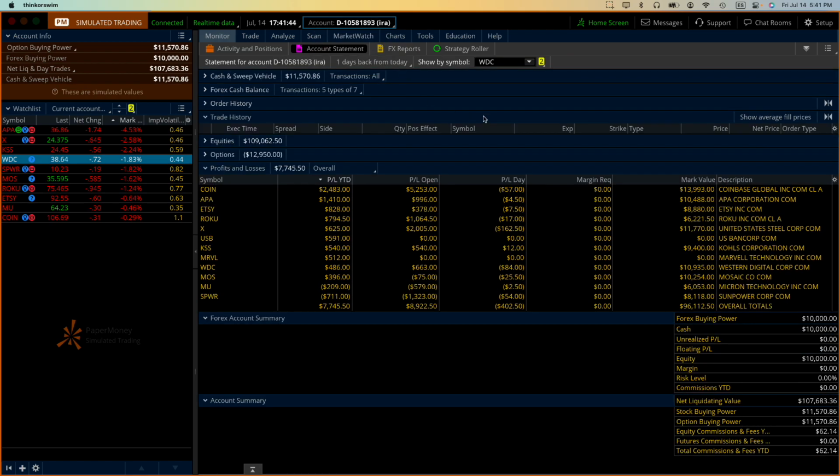I created two simultaneous accounts. One is an IRA and the other is a margin account, so we can trade them simultaneously and see what the difference is, with their advantages and disadvantages. So let's discuss that. You can see here that I have my trades.